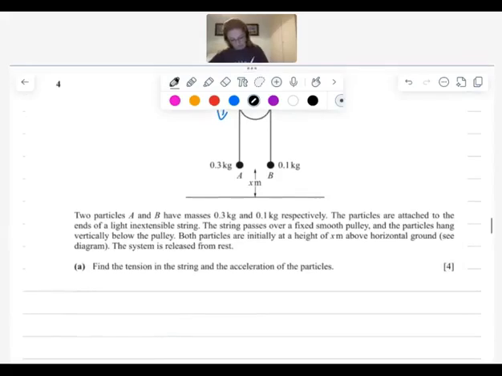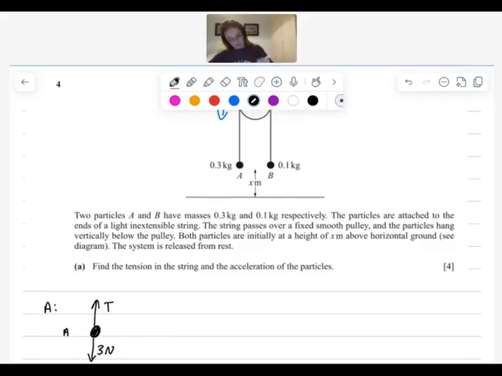So what does that mean? It means I draw a free body diagram of each particle. So particle A has got gravity pulling it down, which is 3 newtons, and it's got tension pulling it up.